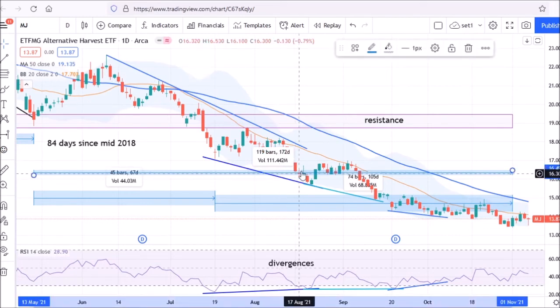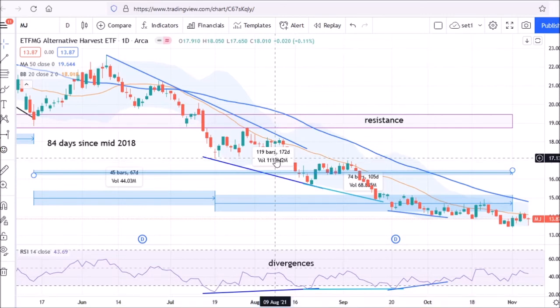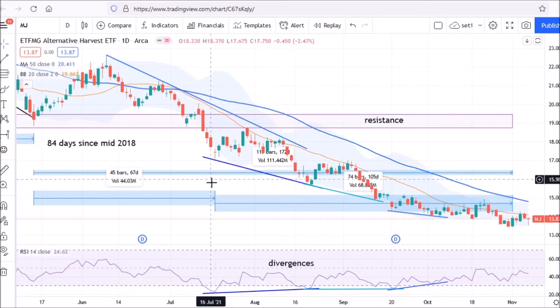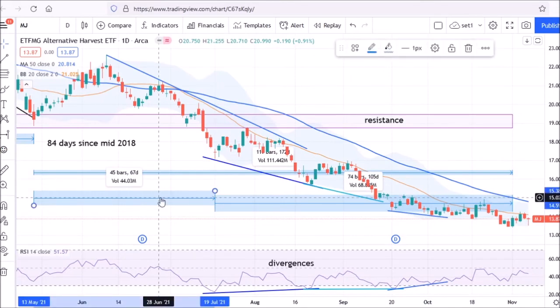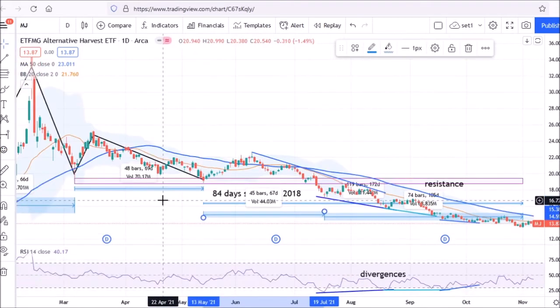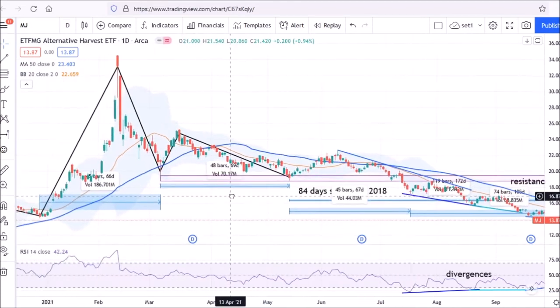So perhaps I made a mistake somewhere in summer of this year, and perhaps instead of being in a cycle that lasted for 172 days, maybe I should have counted the end of the cycle over here on 19th of July, where the previous cycle again would have been shorter than average at only 67 days. But how likely is it?